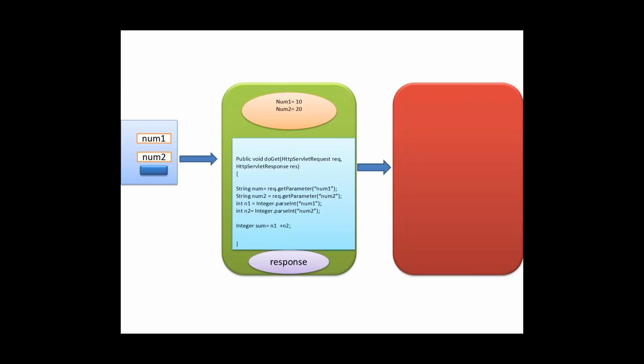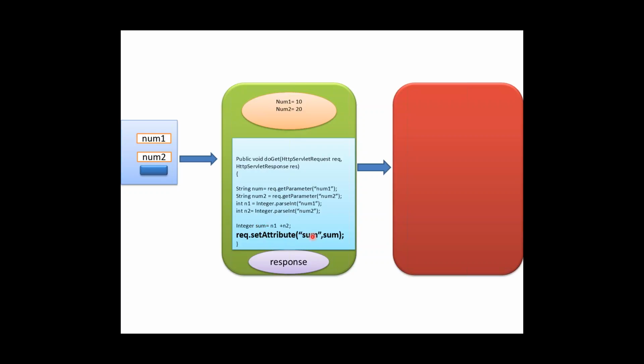You're having a web page wherein you are prompting the user to enter two numbers, number 1 and number 2. The data entered by the user is carried from client to the server in the request scope. That is, number 1 is stored as 10, number 2 is stored as 20. Now, if you have to retrieve number 1 and number 2 in the servlet, as we have already done, request.getParameter of number 1, number 2, and then you are calculating the sum. Integer sum is equal to n1 plus n2.